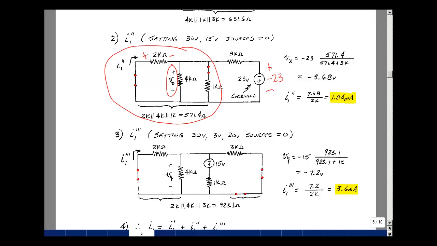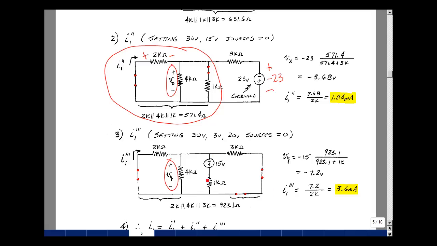Okay, I've set all the sources except the 15 volt equal to 0. And now what I've got is a 2K in parallel with a 4K, but that's actually in parallel with a 3K back around here. And again, the parallel combination will be smaller than the smallest resistor, in this case 2K. I found that was 923.1. Again, that seems reasonable. I can have a voltage divider to find the voltage across here because I have 3 parallel resistors, the 2K, the 4K, and it's actually 3K coming around the other side.